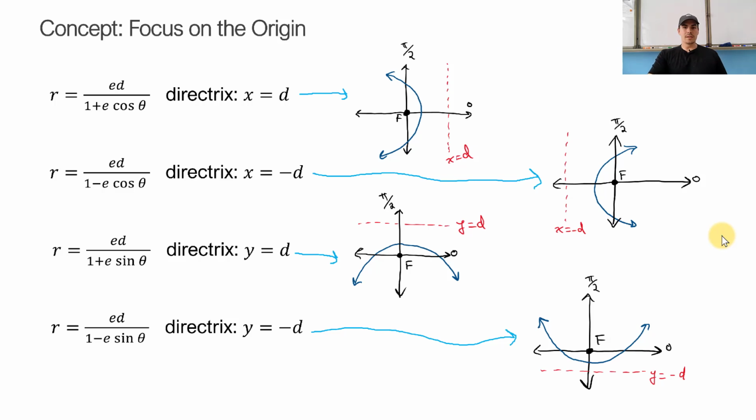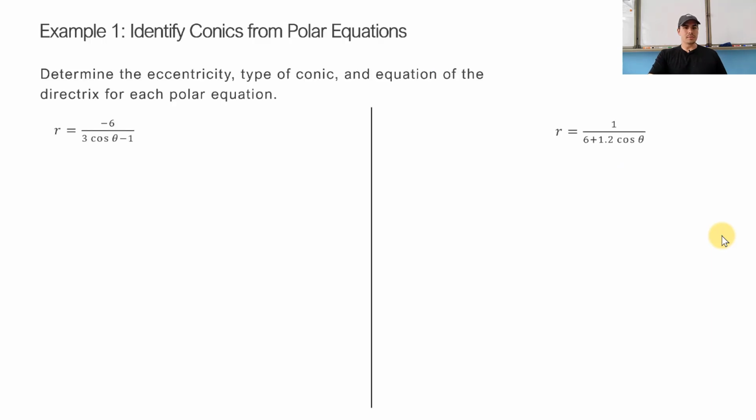Okay, so that's our one concept, guys. Let's get right into some examples. All right, example 1, we're going to identify conics from their polar equations. Okay, we need to determine the eccentricity, type of conic, and equation of the directrix. Equation of the directrix is the third thing we need for each polar equation.